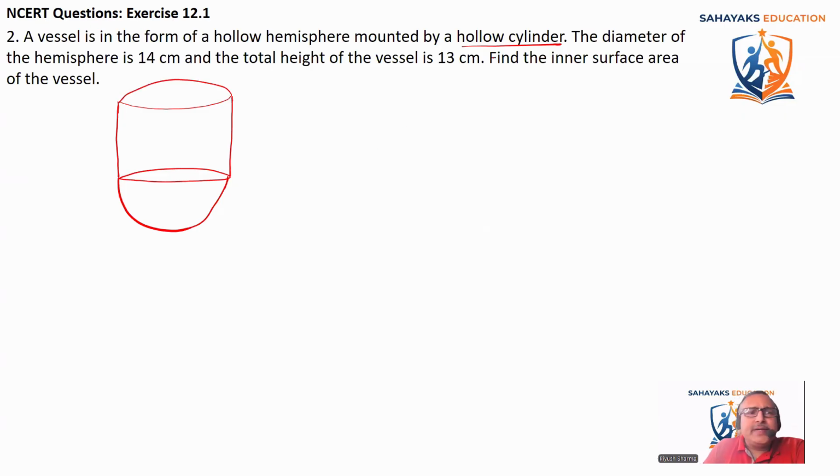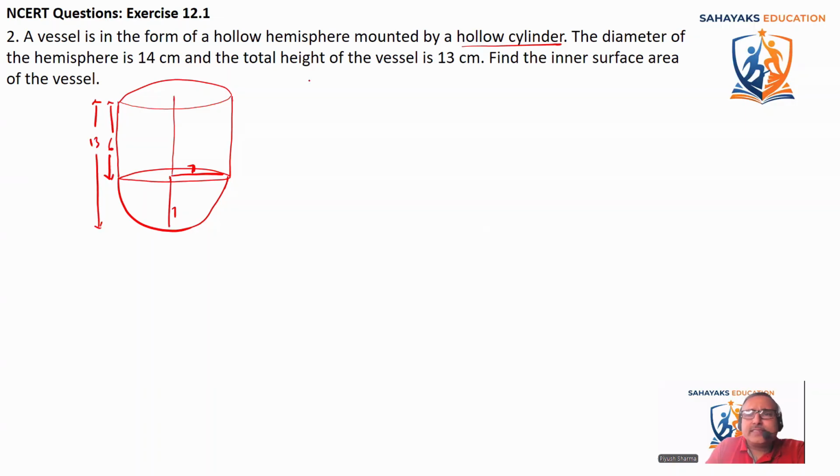The diameter of the hemisphere is 14. So if the diameter is 14, the radius is 7. And the total height of the vessel is 13. So if this is 7, what is left? What is the height of the cylinder? It comes out to be 13 minus 7, because this complete height is 13. 13 minus 7 is 6. So the height of the cylinder is 6.